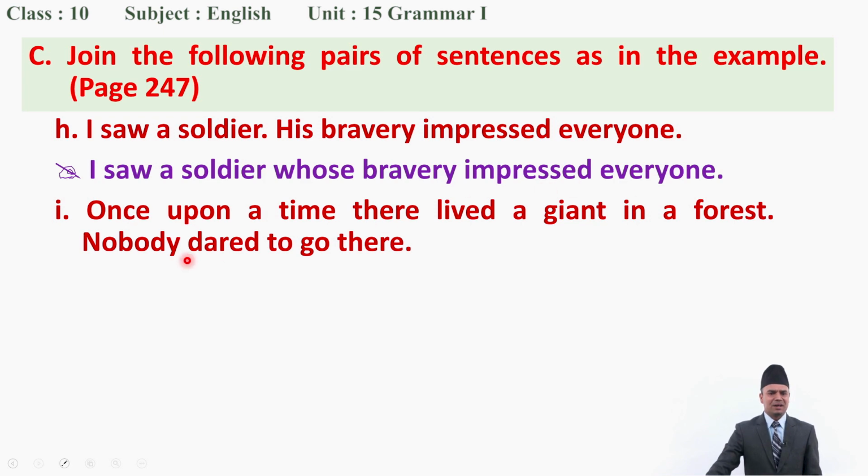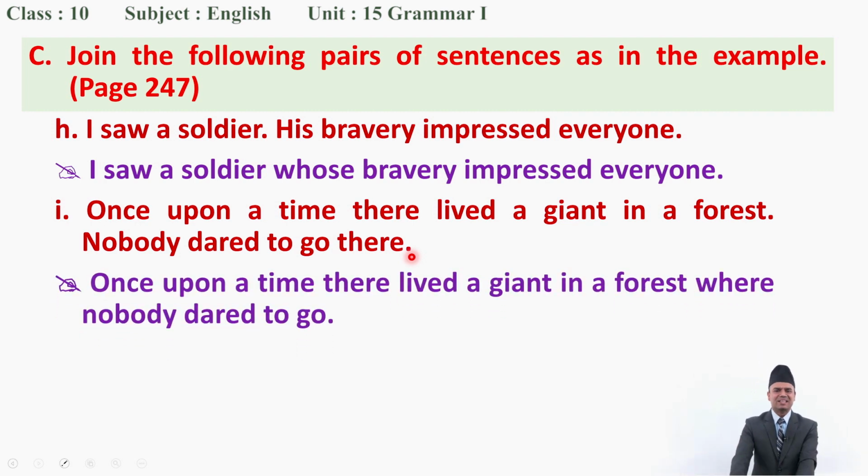See another question. Once upon a time, there lived a giant in a forest. Nobody dared to go there. A place, forest means a place, okay? You can remember, in place which relative pronoun can we use? Yeah, where. Very good. Once upon a time, there lived a giant in a forest where nobody dared to go.